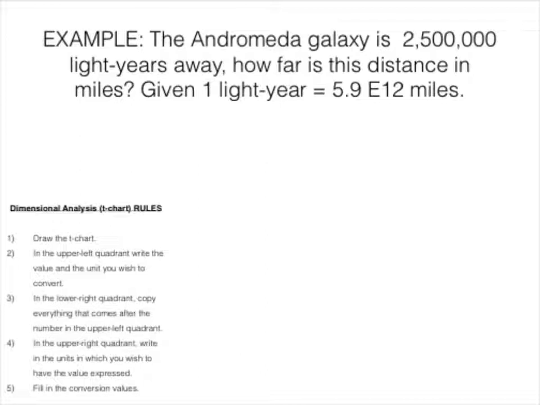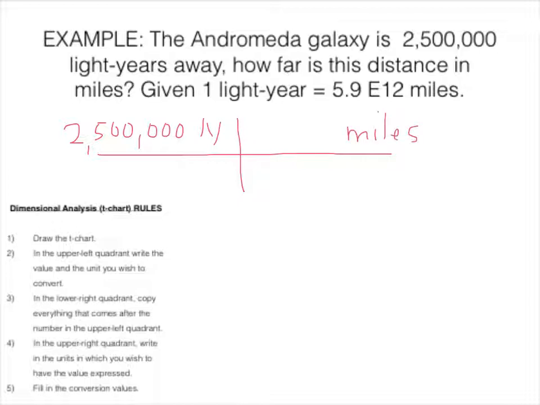Your T-chart rules are here. We've gone through these before, so I'm not going to belabor those. We're just going to put them to use, but they're here in case you've forgotten them. We start out with our T-chart. Our starting information is 2,500,000 light years. We want to convert these units into miles, so we're going to put miles up top. We're going to copy everything that comes after this number down into this quadrant, so light years goes here. And right here is our conversion unit. 1 light year is equal to 5.9 times 10 to the 12th miles.